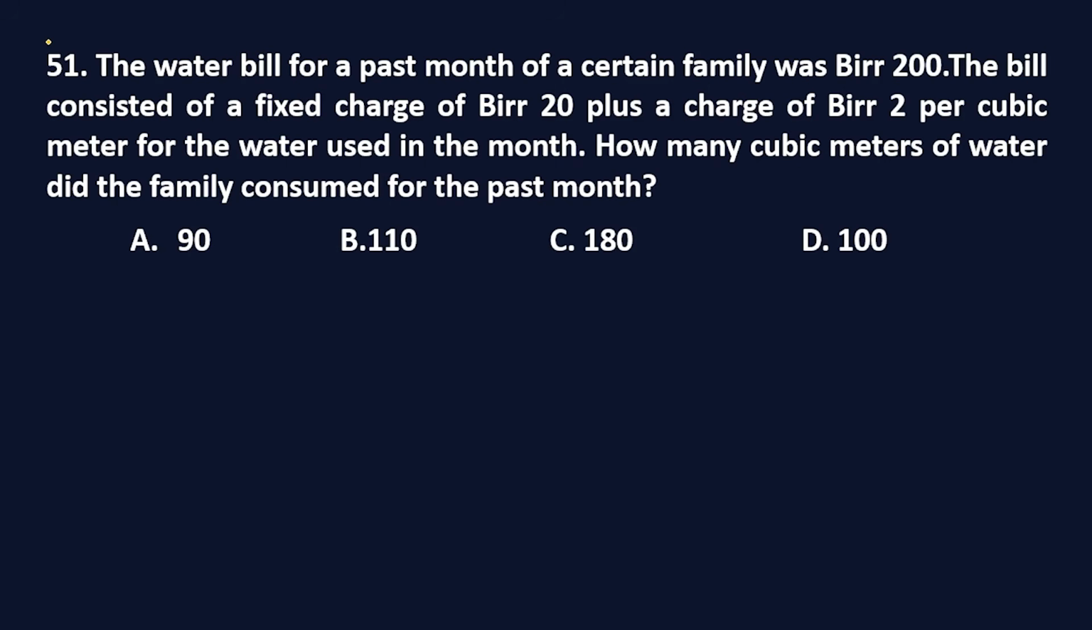The water bill for a past month of a certain family was 200. The bill consisted of a fixed charge of 20 plus a charge of 2 per cubic meter for the water used in the month. How many cubic meters of water did the family consume for the past month?